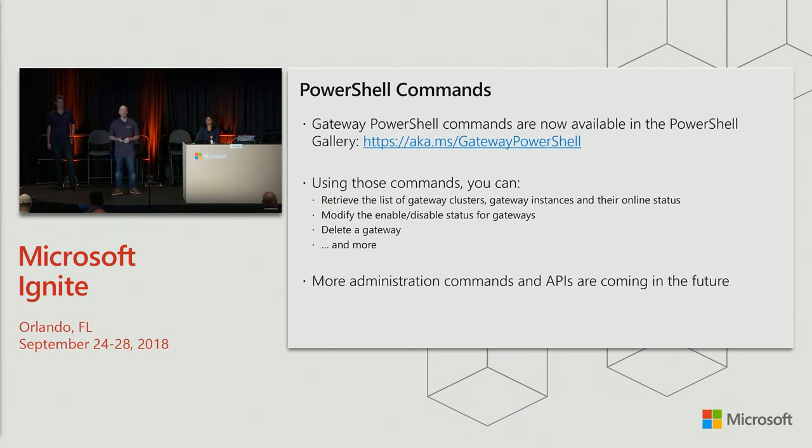We also have PowerShell commands to manage many of these capabilities, particularly around clusters: retrieving the list of clusters available, which gateways belong to which cluster, and whether they're online or offline. You can enable and disable a specific gateway. For example, you could say, I'm going to disable this gateway in this cluster because I'm going to take the machine off to do some upgrades or patches and then bring it back online later. You could also use these PowerShell commands to delete the gateway. And we're working on additional administration commands and APIs that will be coming over time.